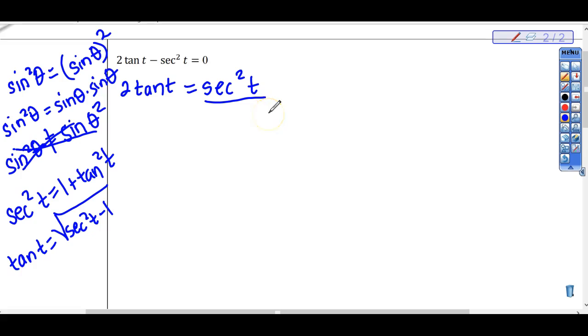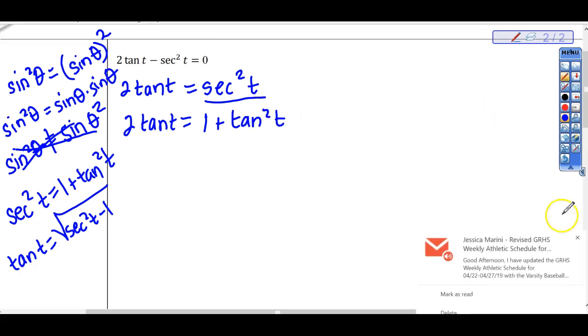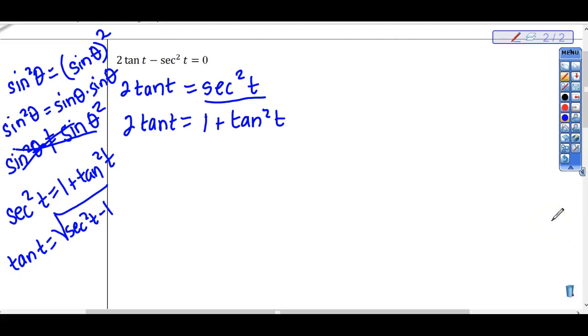So anytime you can replace a secant squared or a sine squared versus to the first power, you should do that, because that helps you to avoid the square root situation. So here's what we have. 2 tangent t equals 1 plus tangent squared t. Yeah? So now they're speaking the same language. Remind yourself this. Anytime we use substitution with trig identity, when we're done, we have to check our solutions. You guys paying attention? All right.